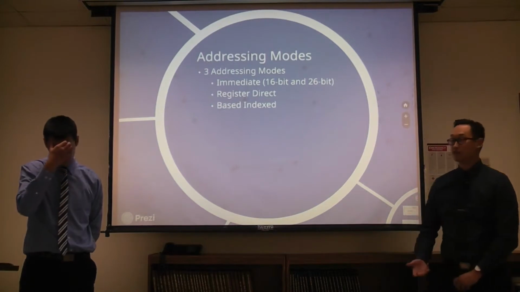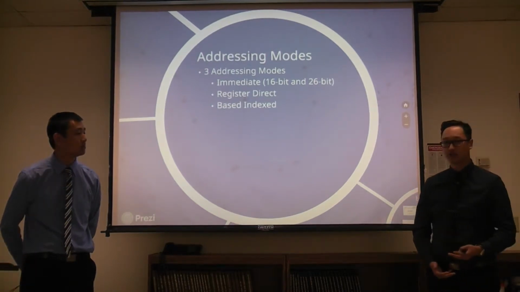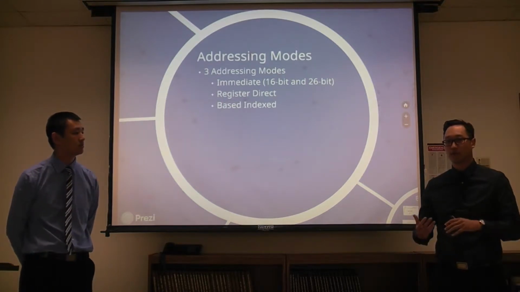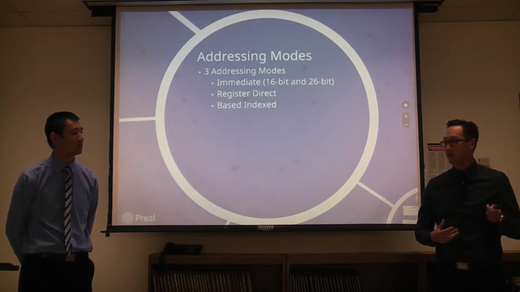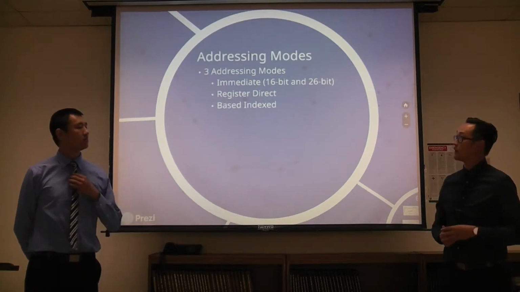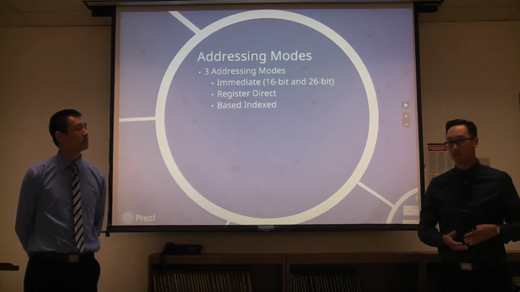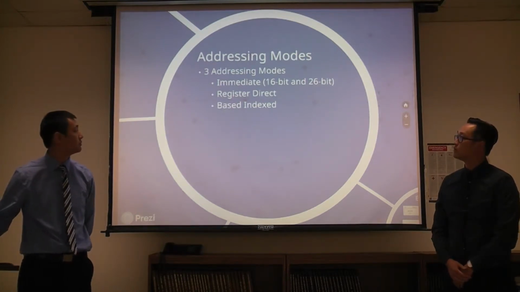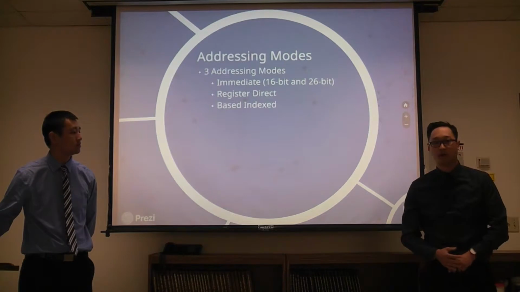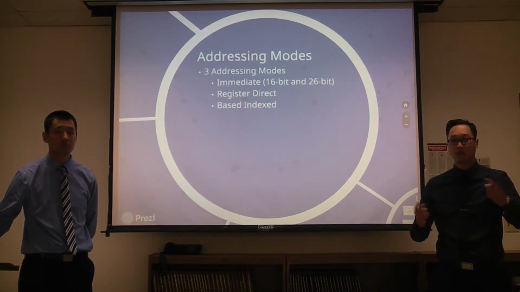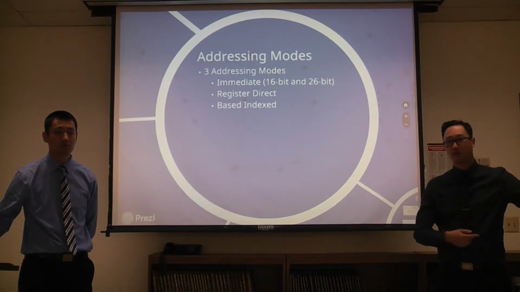Next, we're going to go into addressing modes. We have three addressing modes. We have immediate, which is either 16-bit for our add immediates, or 26-bit for our jumps. And then we have register direct and base index. Register direct is where you use registers. For example, for an add, you have two registers as operands, and then you store the result to another register.